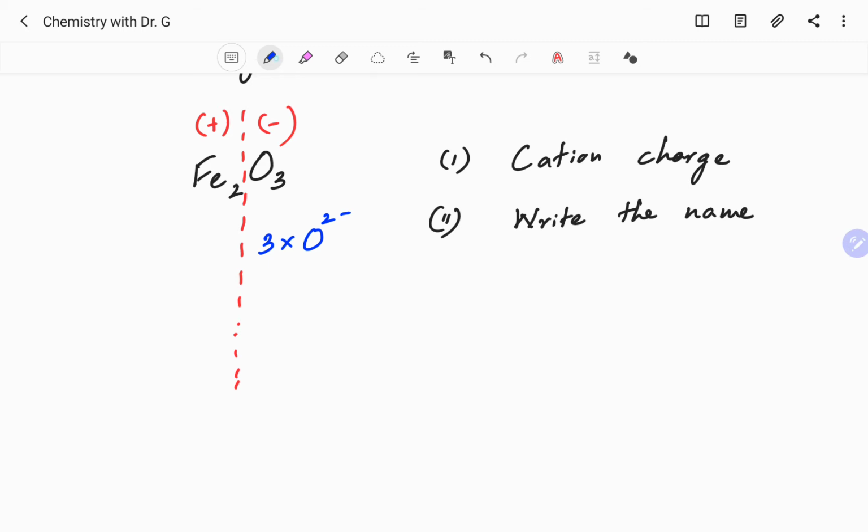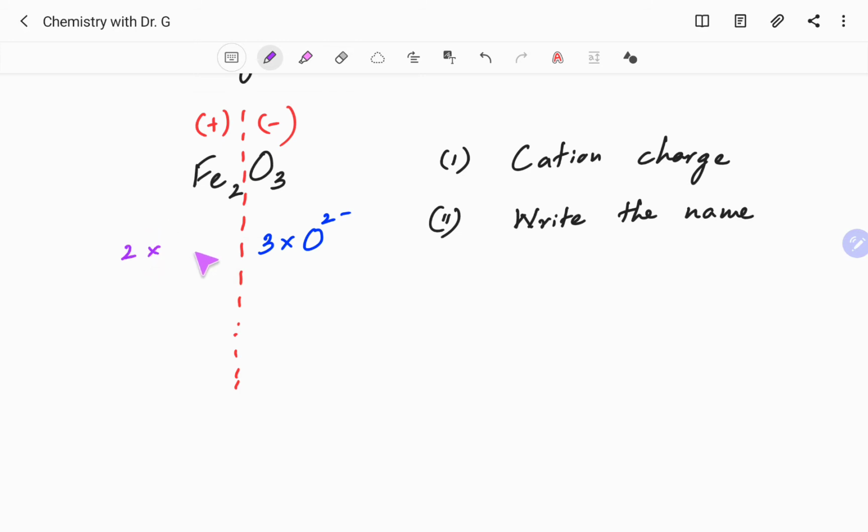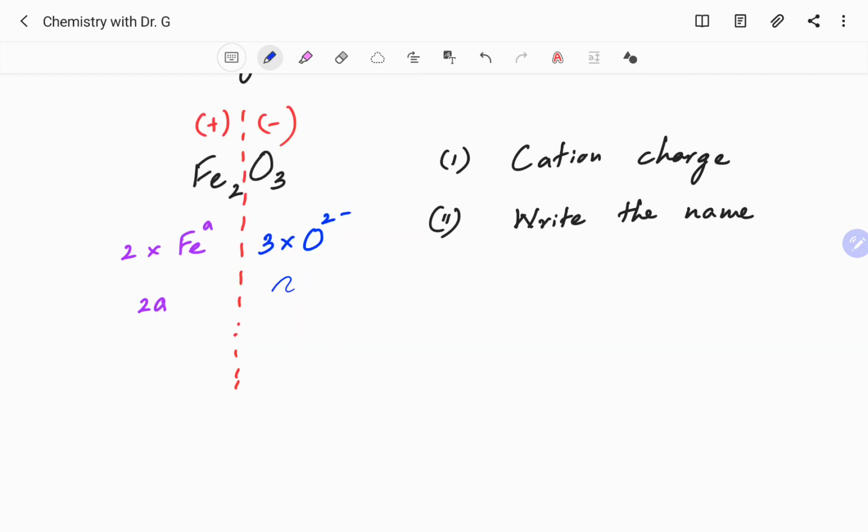In the cation side, let's use a different color, you have two iron cations. We don't know the charge, so let's call it A. All right, so you have 2A from the cation side. This will be the charge, and then on the anion side, you have 3 times -2, which is -6. Okay, -6. So if this is -6, you know that the cation side should be equal and opposite. So cation side should be +6.